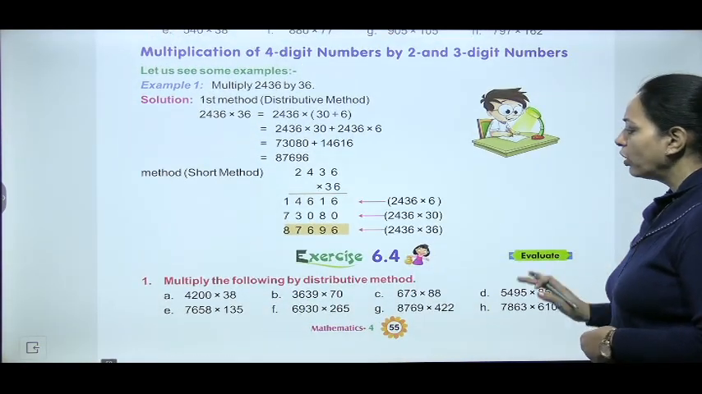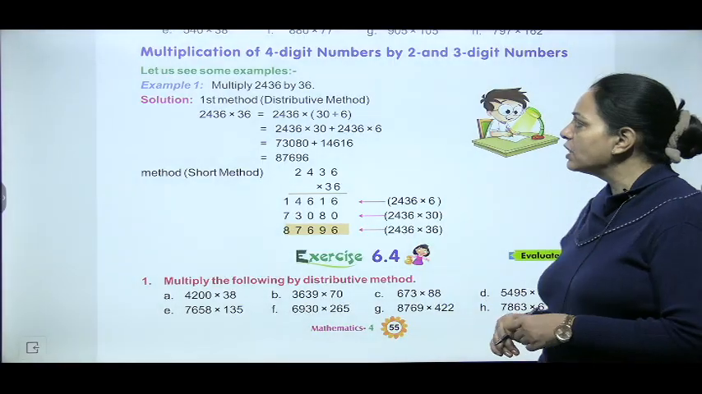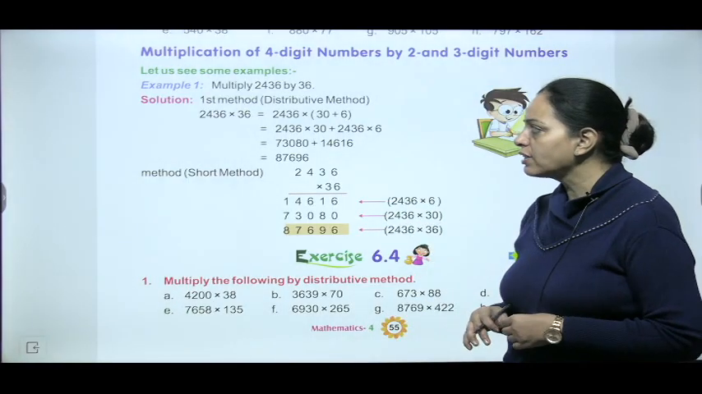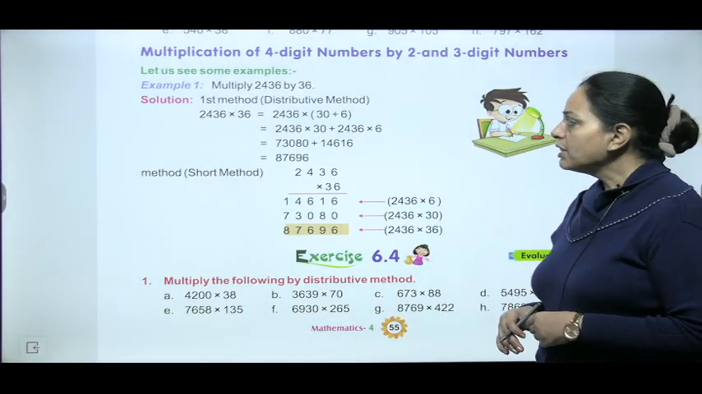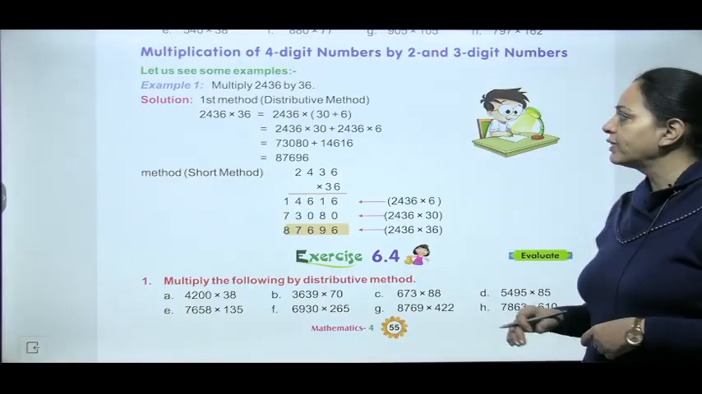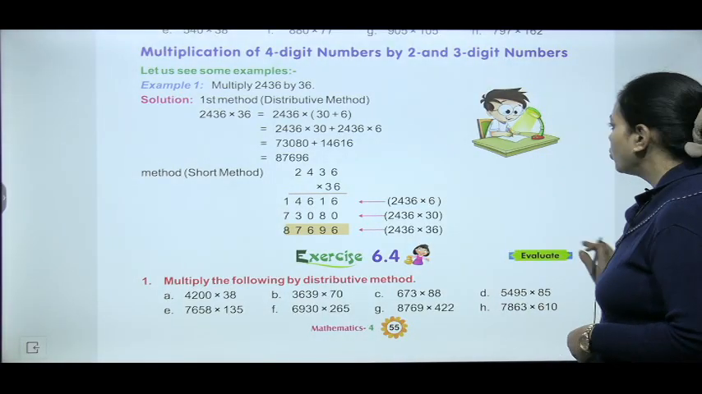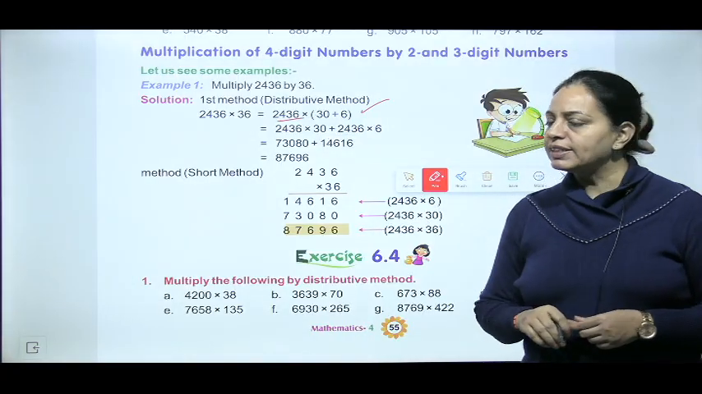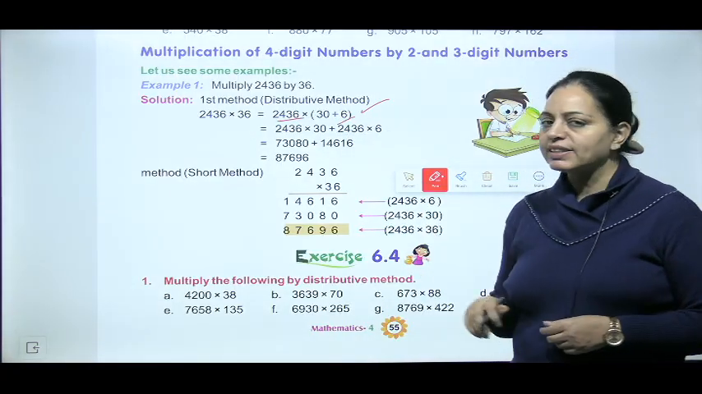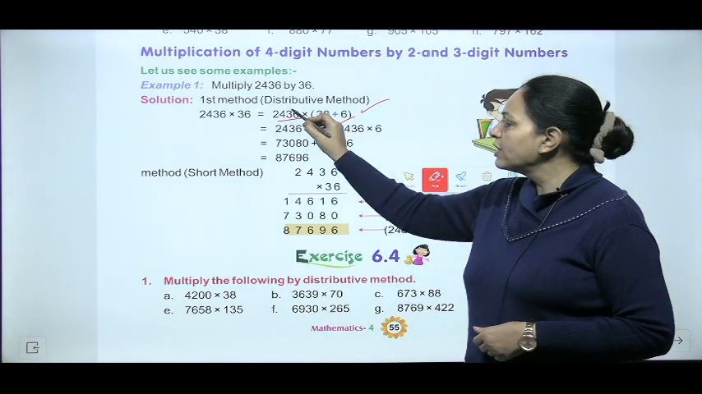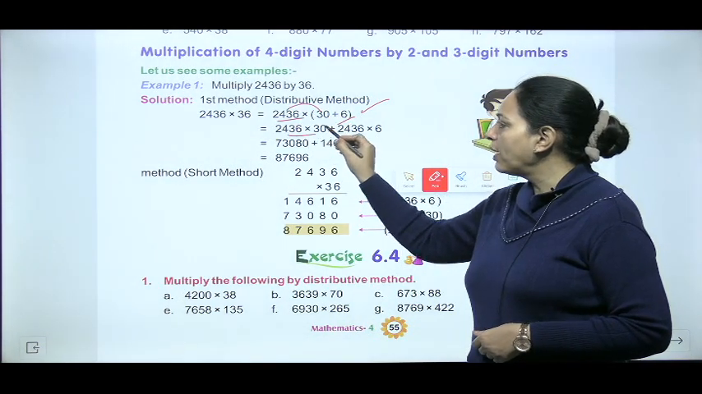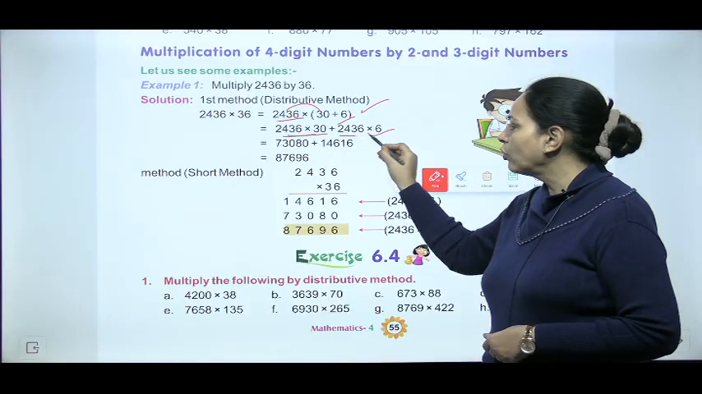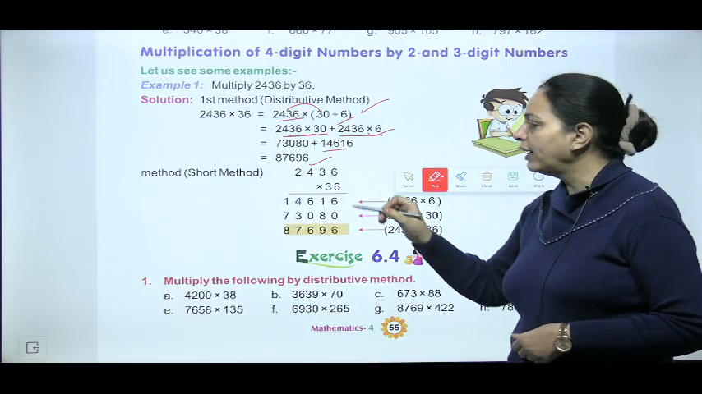Now the next we are talking about multiplication of 4-digit numbers by 2 and 3-digit numbers. So see some more examples. Example 1, multiply 2436 by 36. So first we are doing it by distributive property. 2436 multiplied by 30 plus 6. So first open it: this number into 30 plus this number into 6. इन दोनों को मल्टीप्लाई करेंगे, इन दोनों को मल्टीप्लाई करेंगे and then add.